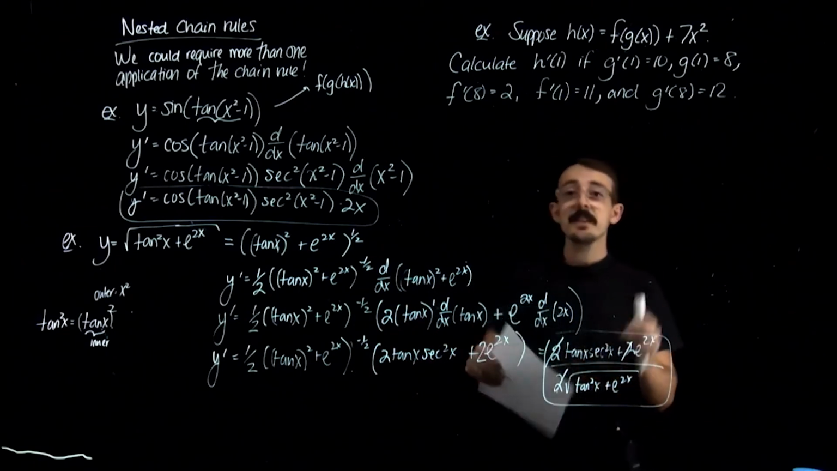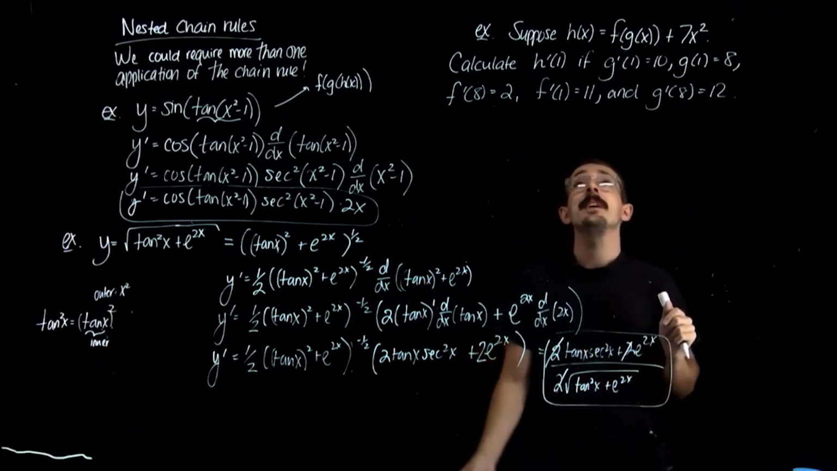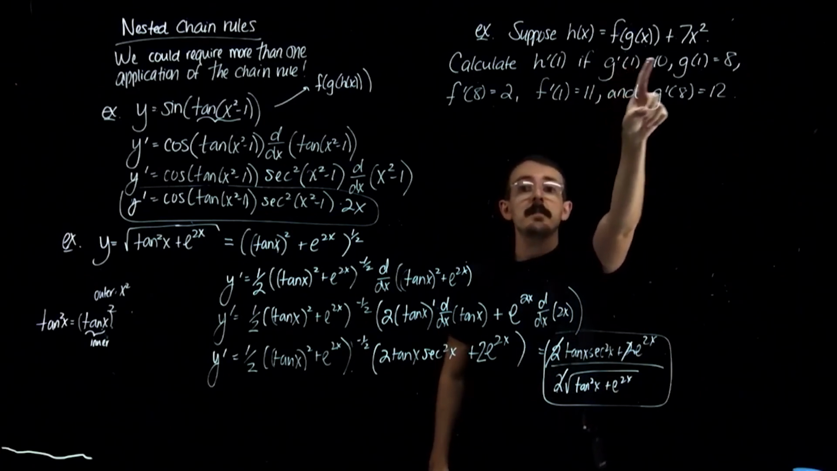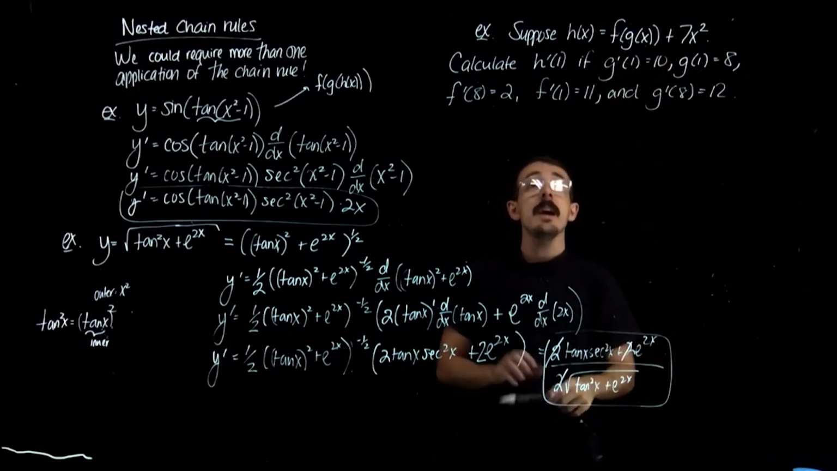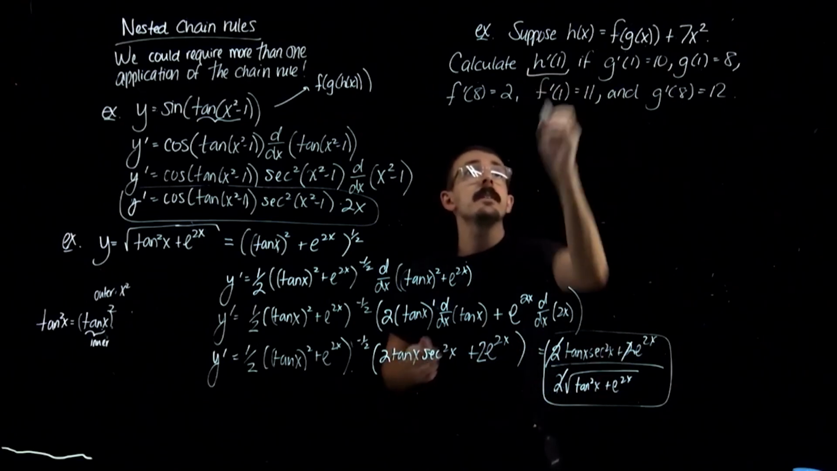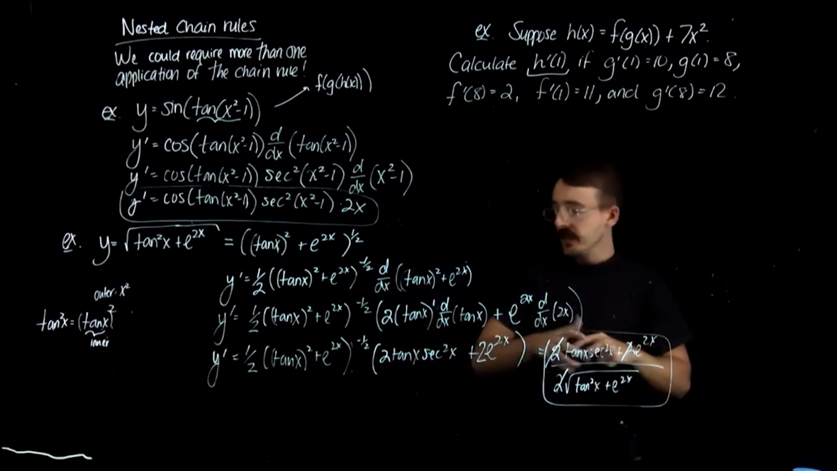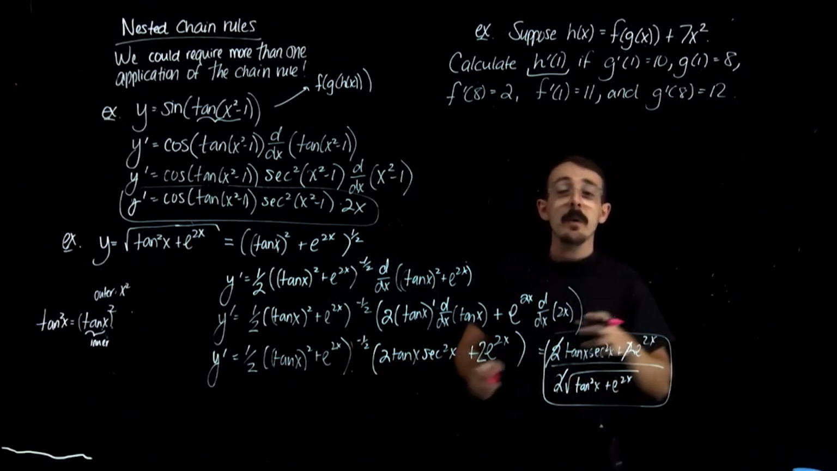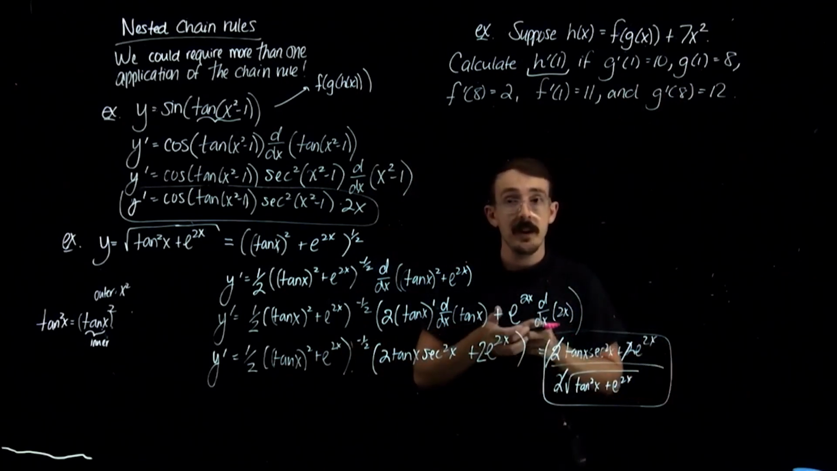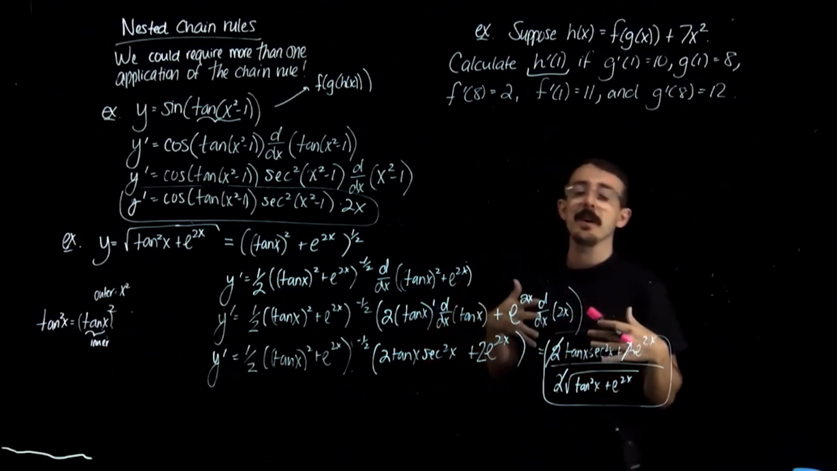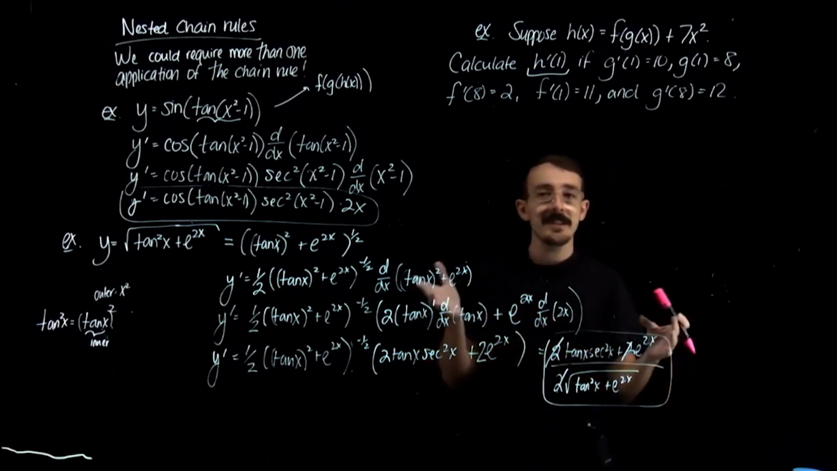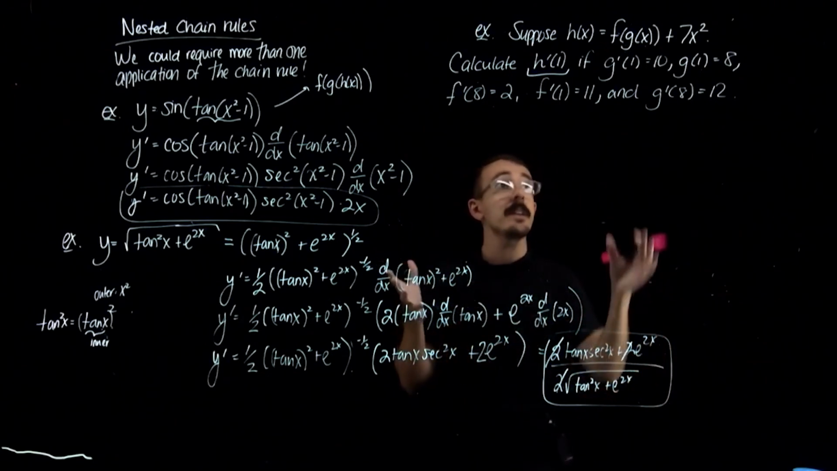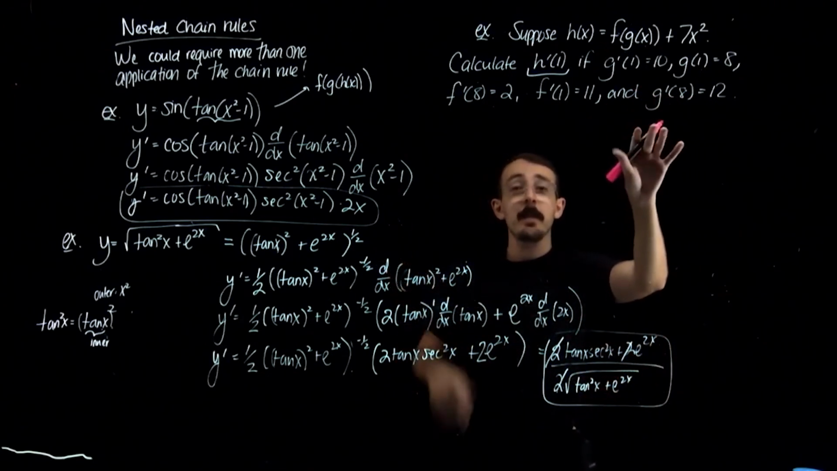But let's look at this last example that I have written here. So it says, suppose h of x is f of g of x plus 7x squared. And our goal is going to be to calculate h prime of 1. And they give us a bunch of different pieces of information here. We may not necessarily use all of them. Sometimes in questions like this, they give you a surplus of information just to trick you and have you grab the wrong pieces. So we're just going to look at the ones we need. But here's everything and more that we do need.